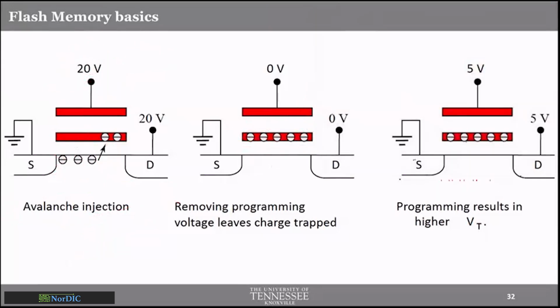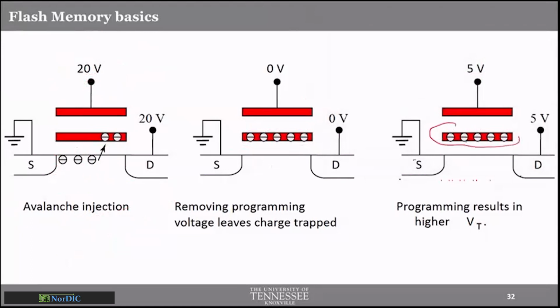By the way, how do you get rid of them? Again, you apply a very high negative voltage, and that repels away the charges, and you get the previous state back. Next, how do you read from it? Let's see how to read from this cell.